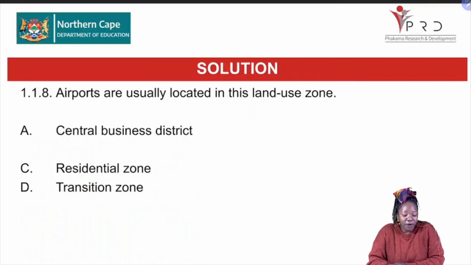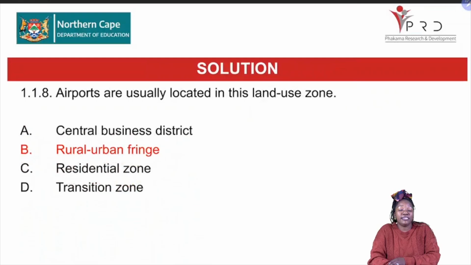Right, with the hope that we are all done. So the airports are usually located in this land use zone. We call it a rural urban fringe. So by now, I hope at least you have your 7 or the total of 8 marks, because these are one-word questions. It will be allocated 1 mark.